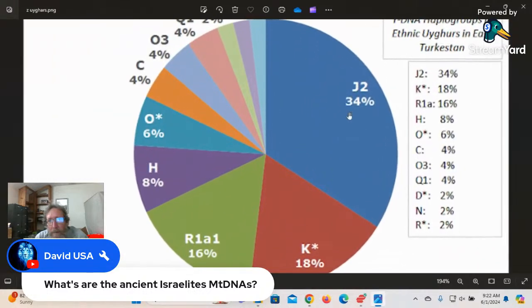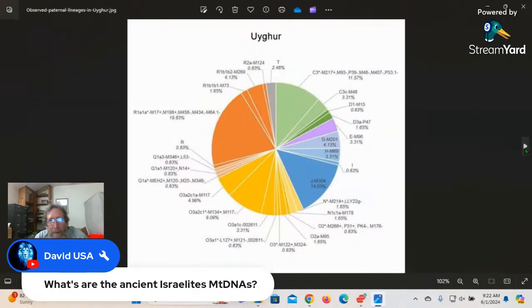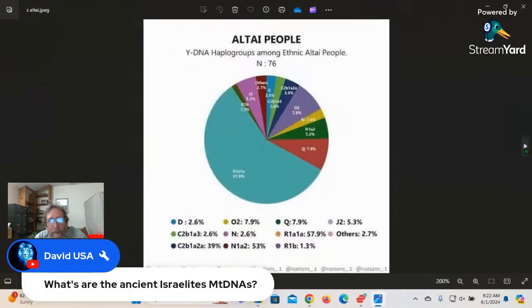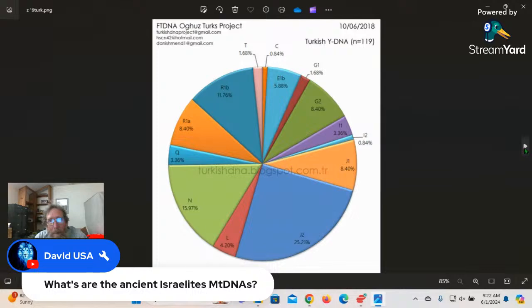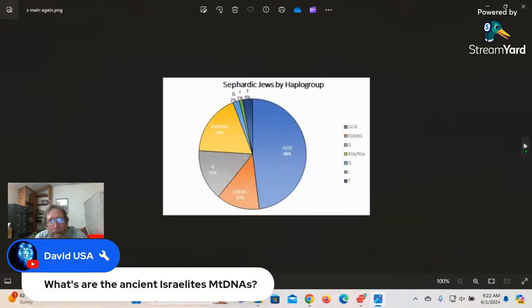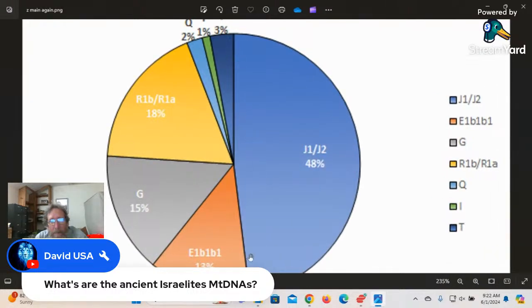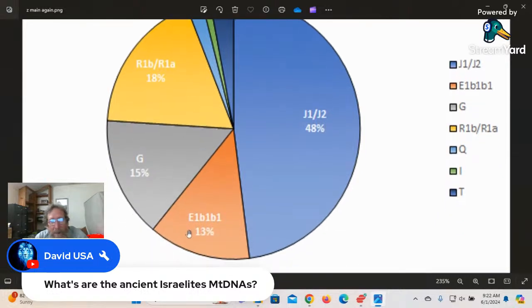Uyghurs are Judaic along the Silk Road. Sephardic Jews, J1, J2, basically half of the population. G is Assyrian, R1B, R1A is descendants of Gomer, E1B1 is Egyptian.